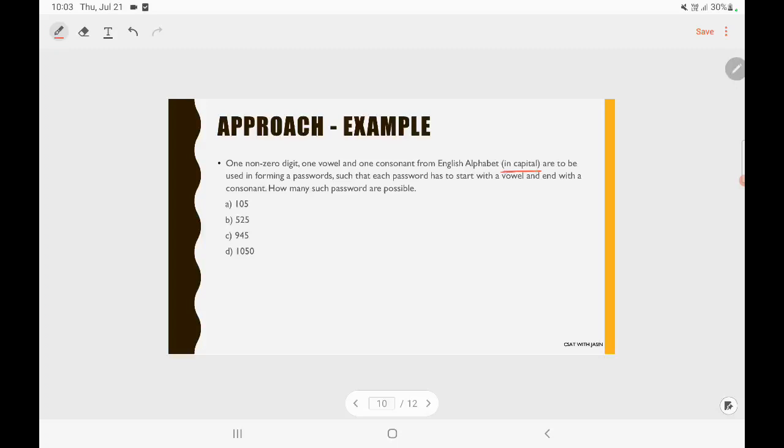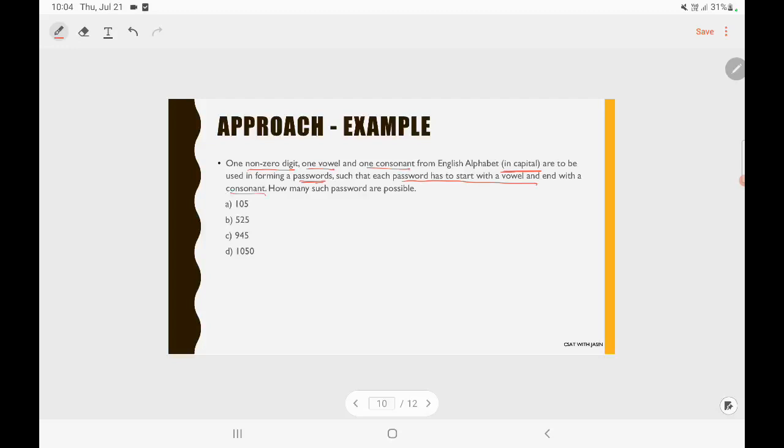So first you need to read the question carefully, then you understand the question. Okay, so what have you understood from here? We have understood that in that password there are 3 figures, right? There is one non-zero digit, one vowel, and one consonant. And we also understood that this consonant and vowel will be in capital letters. Then it has also mentioned that the password has to start with a vowel and it has to end with a consonant. So the non-zero digit will be in the middle.